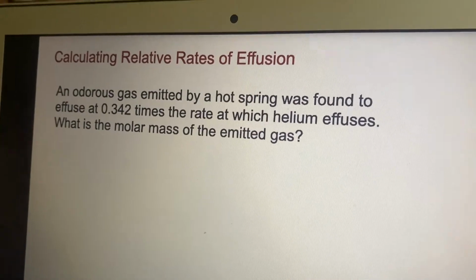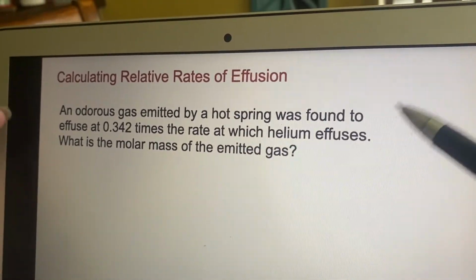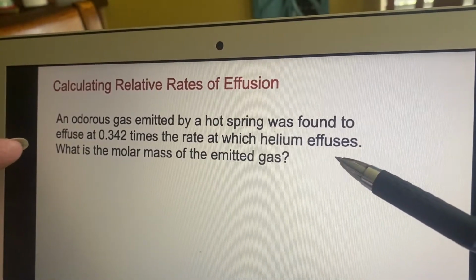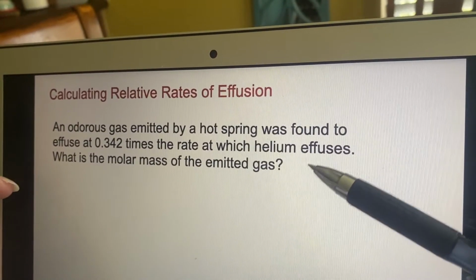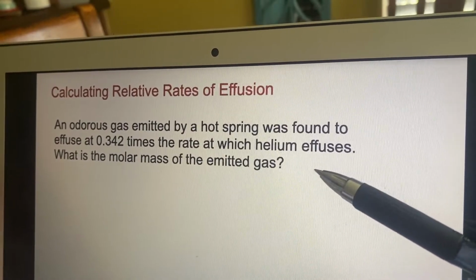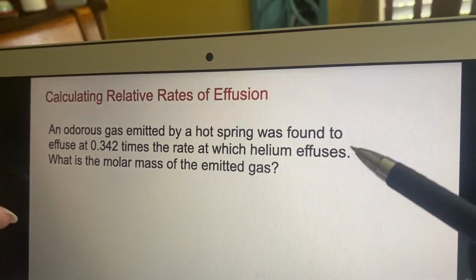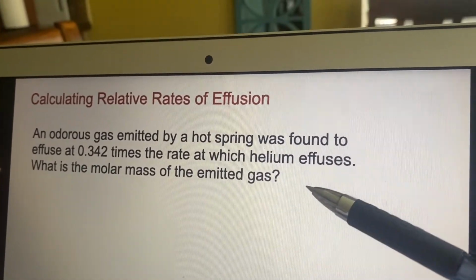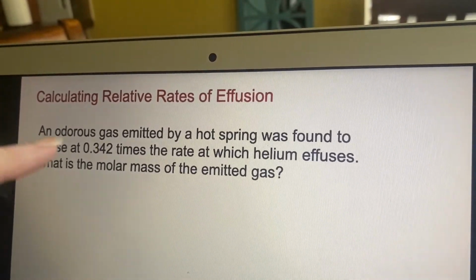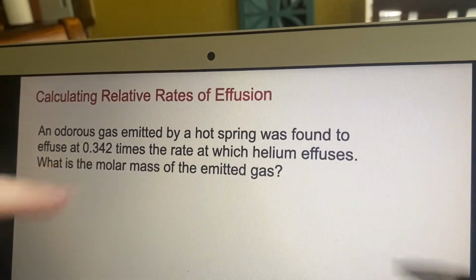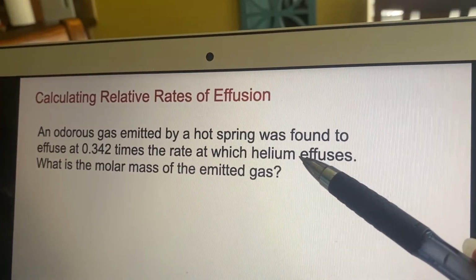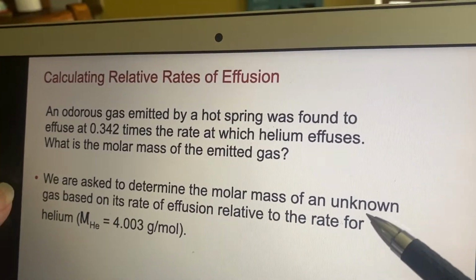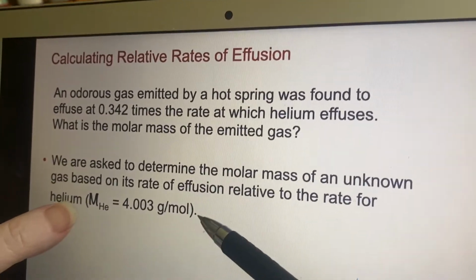So let's do a practice problem. Well, what does this say? It says an odorous gas, okay, emitted by a hot spring was found to effuse at 0.342 times the rate at which helium effuses. What's the molar mass of the emitted gas? All right, they gave us a couple of things. They gave us a comparative rate, and then they told us what they were comparing it to, helium. That allows us to say, hey, I can go look up the molar mass of helium.